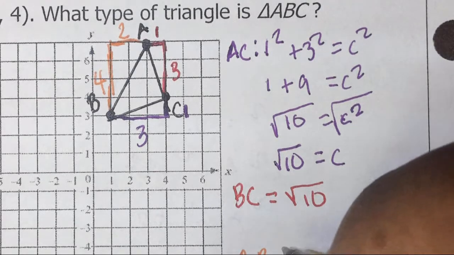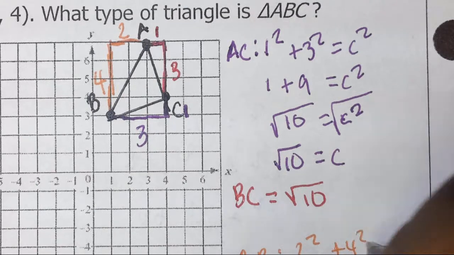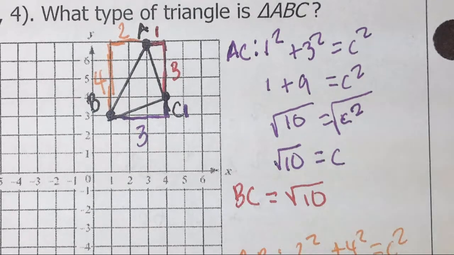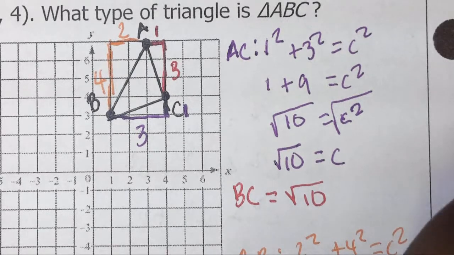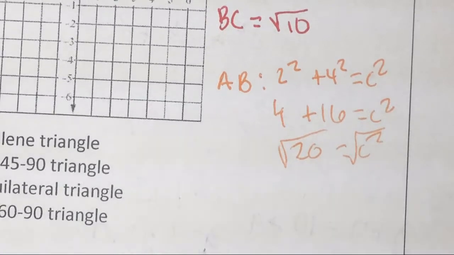AB, 2 squared, 4 squared, and C squared. You doing this, this Friday? You already done? 20, C squared, square root, square root. I forgot I wasn't showing y'all again. My bad.